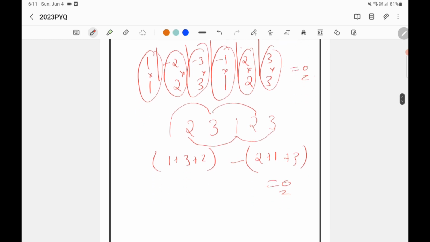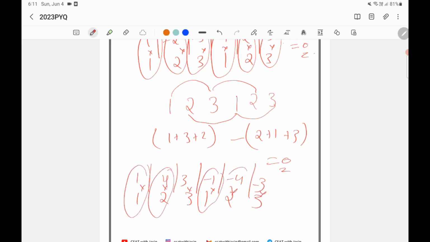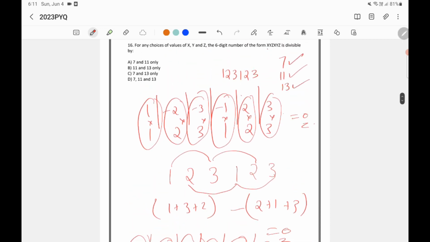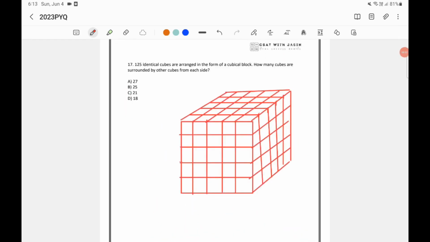Now just check for 13. The divisibility rule for 13 is 1, 4, 3, minus 1, minus 4, minus 3. Just put 1, 2, 3, 1, 2, 3 here. Then multiply. Here also you can see this is 1, this is minus 1, cancelled. 8 and minus 8 cancelled, 9 and minus 9 cancelled. You will get 0. So if it's 0 or a multiple of 13, it's going to be a multiple of 13. So 1, 2, 3, 1, 2, 3 is a multiple of 13 also. So any number xyzxyz will be a multiple of 7, 11 and 13. So D is the right answer. Okay. So let's look into the next question.